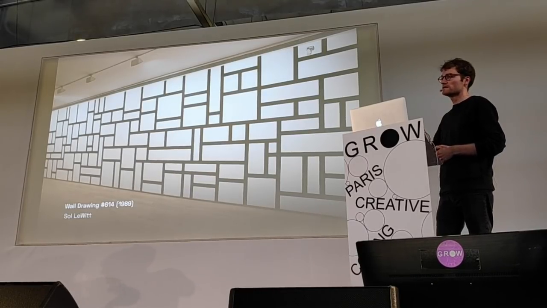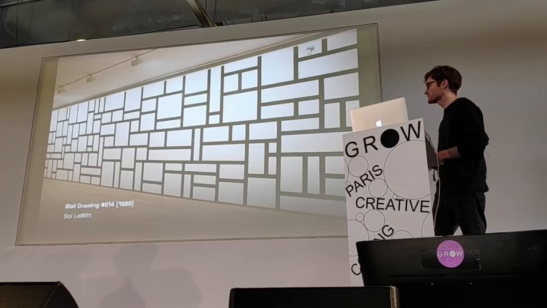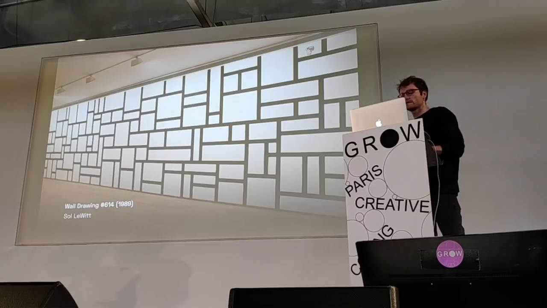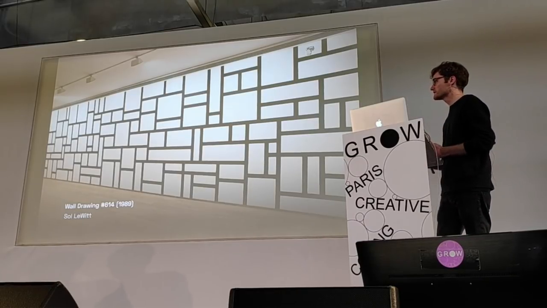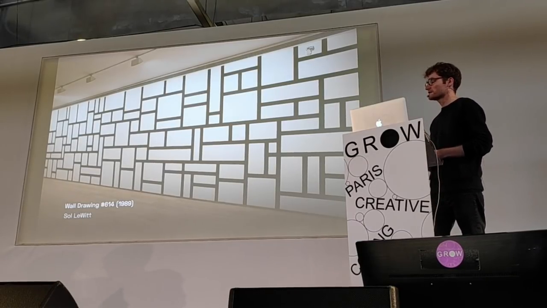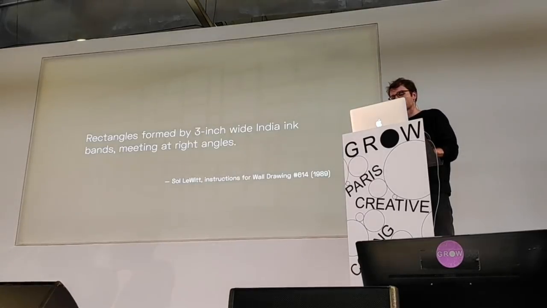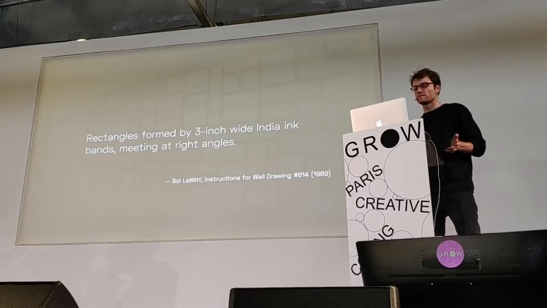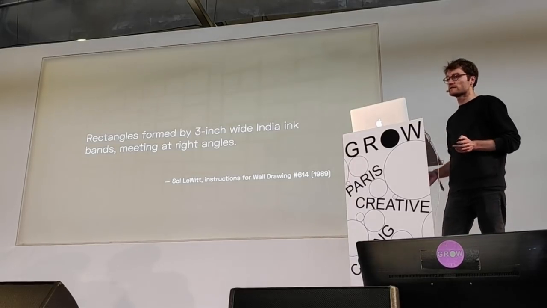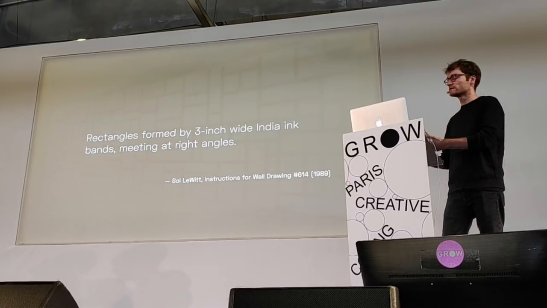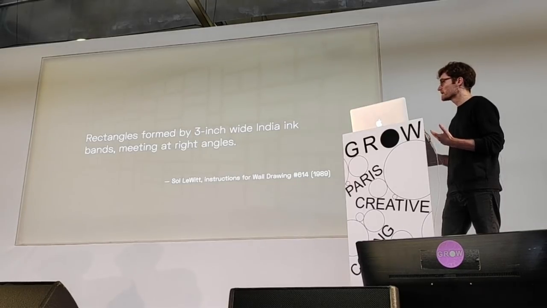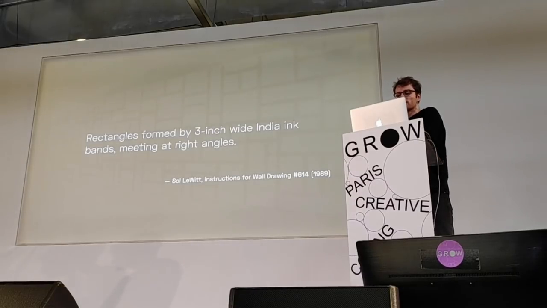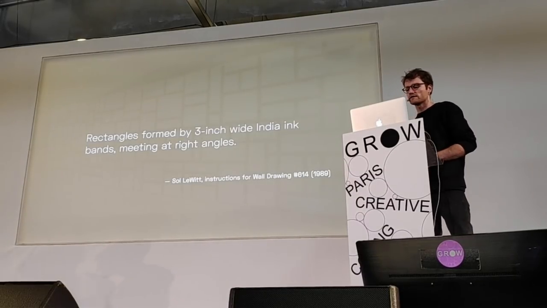He's not even painting them himself. This is one of the interesting things about his work: he's not going onto the wall and drawing it and creating it himself. Instead, he is creating very simple instructions. The instructions for this actual wall mural are so simple that they can be described in a single sentence. And this is the sentence he would give to the builders, to the fabricators, to the people actually creating that mural: rectangles formed by 3-inch wide India ink bands meeting at right angles.